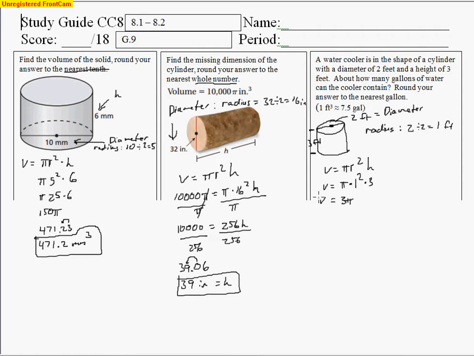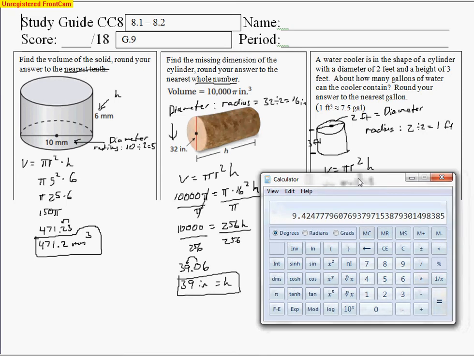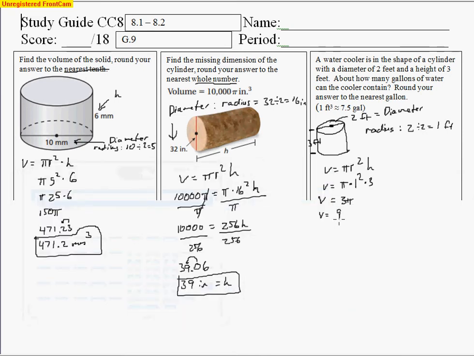To find that volume, I'm going to do 3 times pi, using the pi button again. It gives me 9.42, and I'm going to draw some dots there to symbolize that it goes on forever, because I'm not going to clear that number. I'm just going to leave it in there. That is in cubic feet. Now I'm going to multiply by the conversion factor, 7.5 gallons per cubic foot. The reason I put the cubic feet on the bottom is to cancel out the cubic feet, and then I'll be left with just gallons.